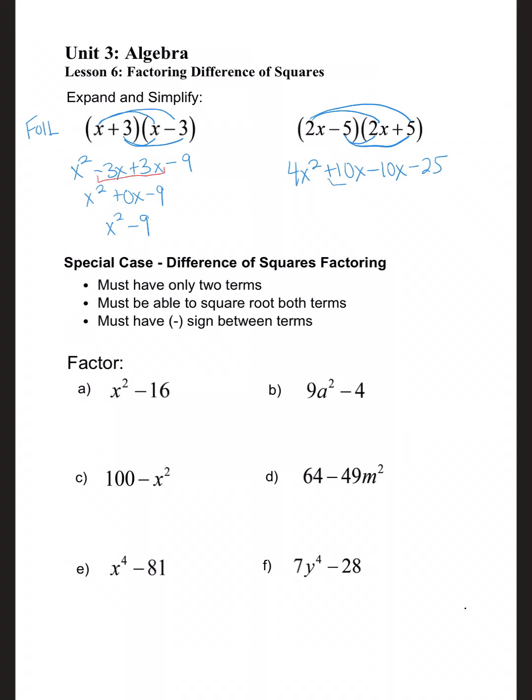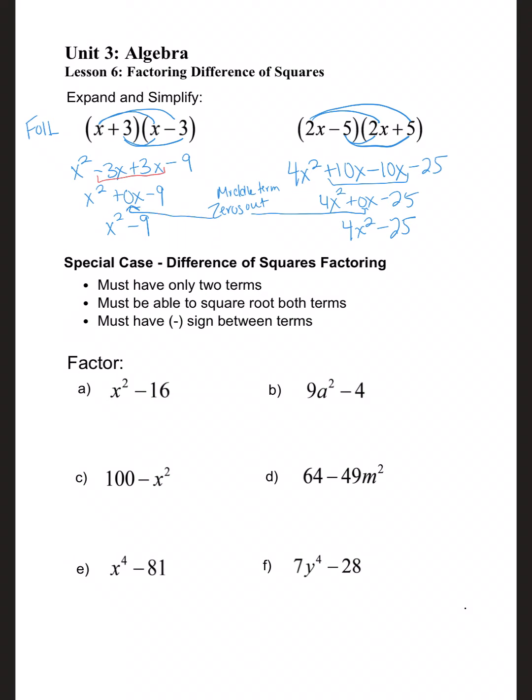Same idea here, combine our like terms. So 10x minus 10x is going to be 0x. And we're left with 4x squared minus 25. So hopefully what you notice here is that in both cases, our middle term zeroes out. Okay, you can see that happened over here too.